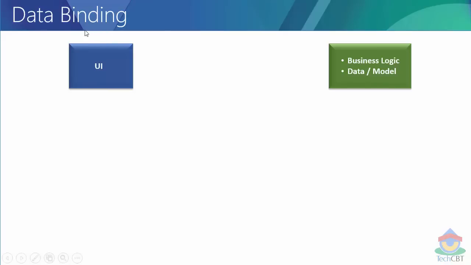So data binding is a feature which connects the user interface and the data in such a way that the data automatically gets propagated to the UI, or the UI sends the information back to the data. So it could be established in such a fashion. You can see I have a connection here.